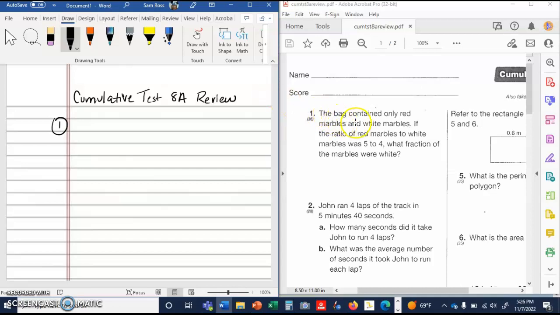Okay, so the bag contained only red and white marbles. If the ratio of red to white marbles was 5 to 4, what fraction of the marbles were white?